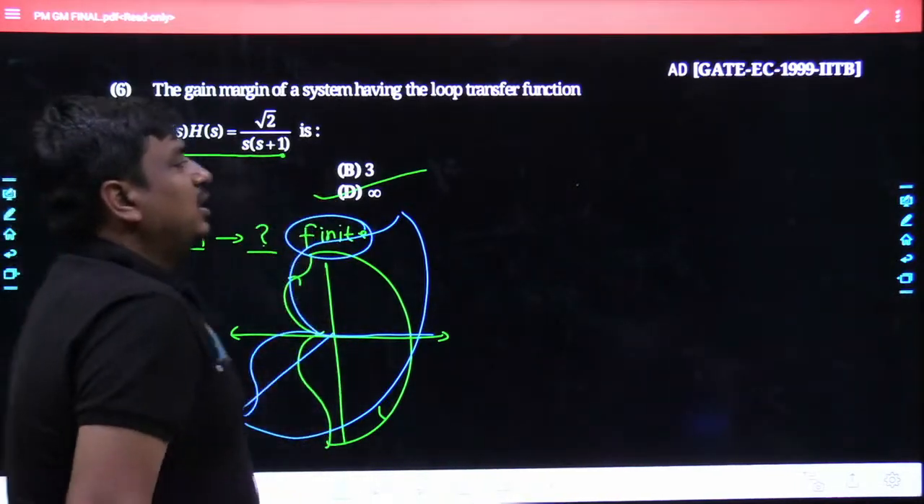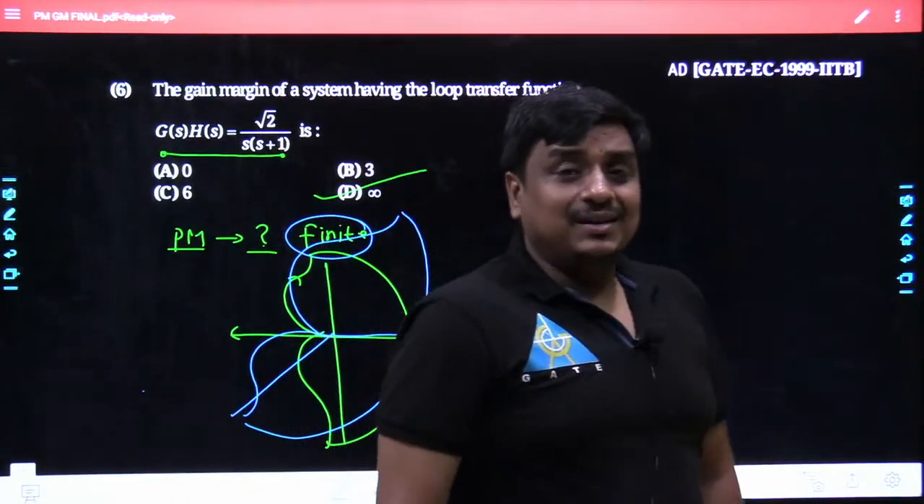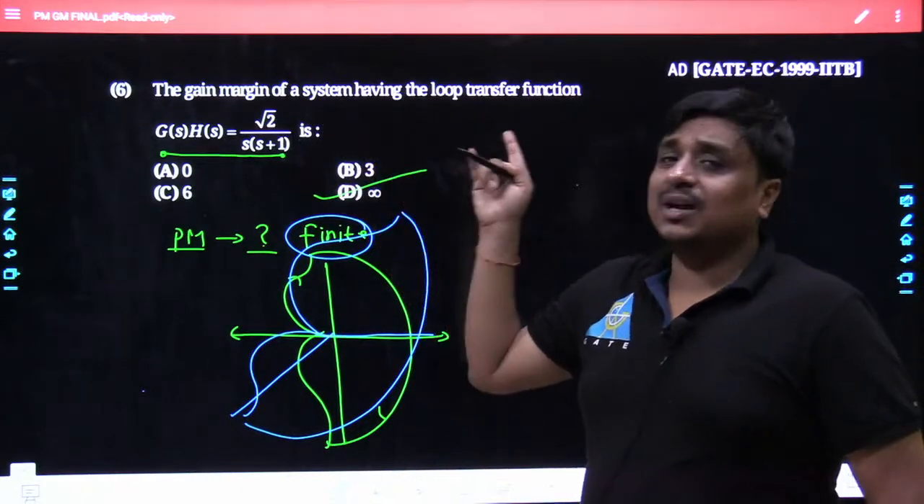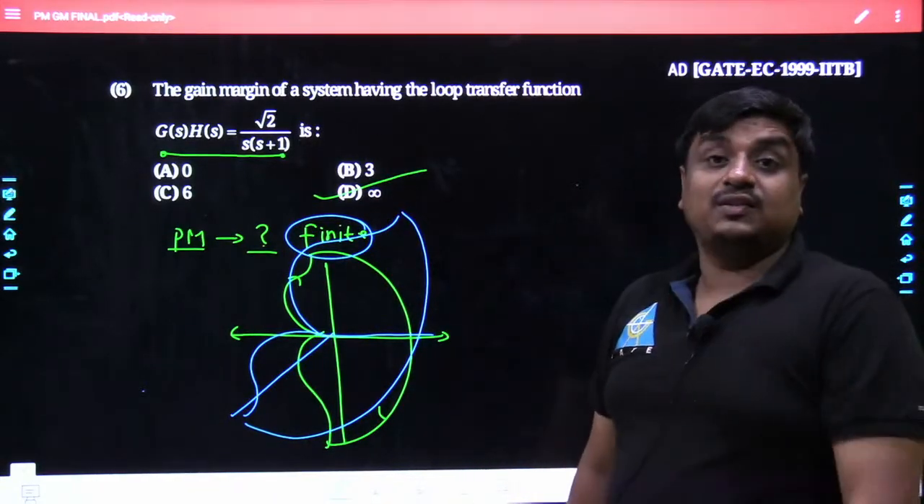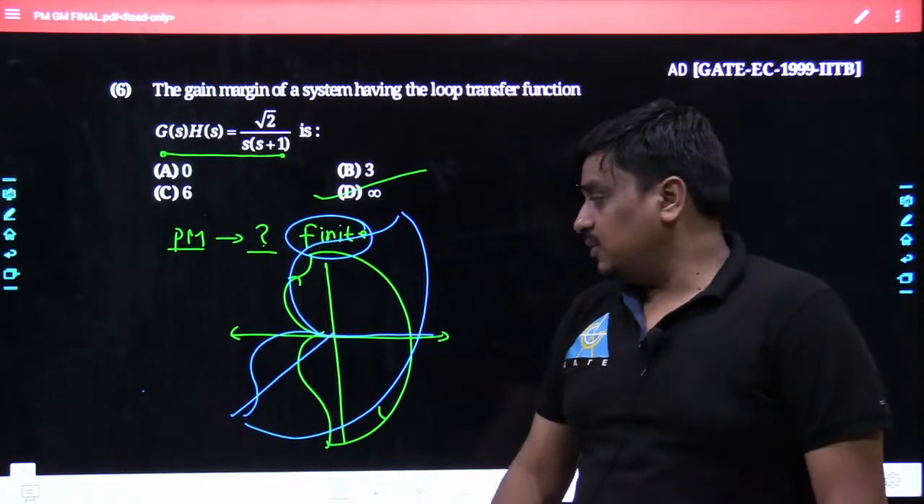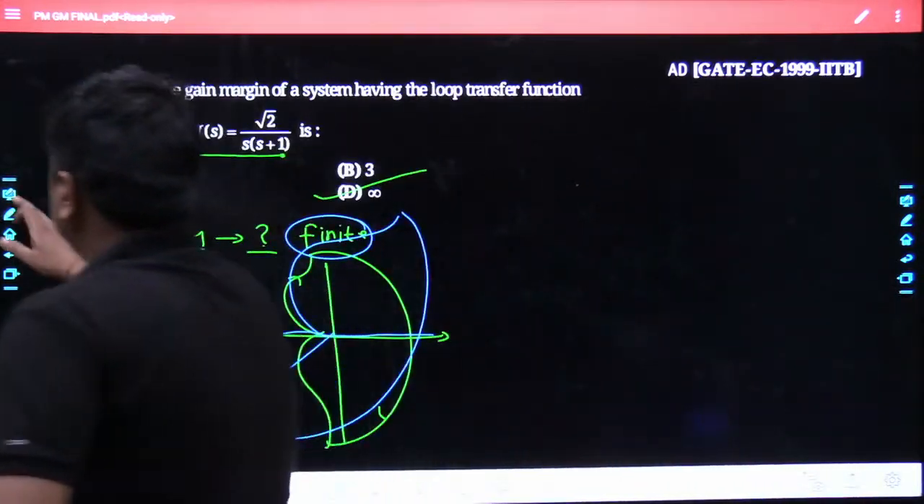But anyways, this problem may also be asked as: find the phase margin for the given problem, and this would be your homework. What is the phase margin for this given problem? Definitely it would be a finite value. Let me go into the next question.